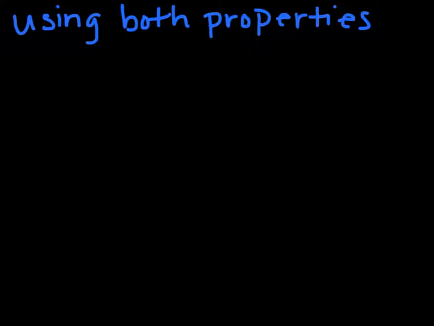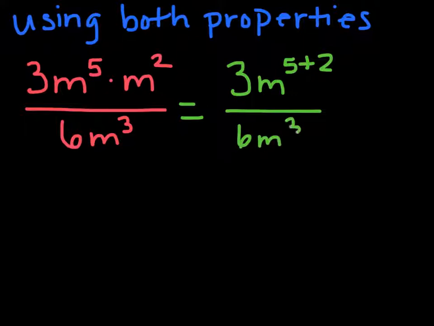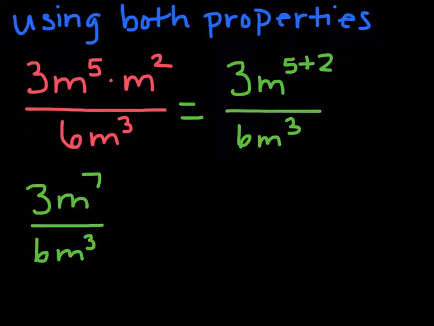In our last example, we'll use both properties of powers in order to simplify a statement. Let's simplify 3m to the 5th times m squared divided by 6m cubed. We'll begin with our product of powers property. Adding the exponents in our numerator, which takes us to 3m to the 7th over 6m cubed.